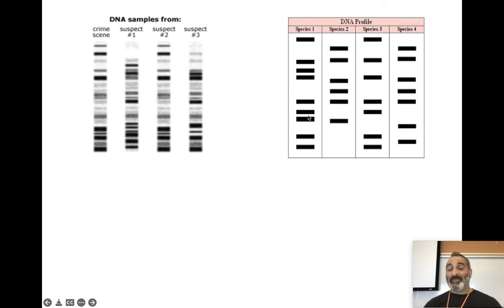This is species 1. Now, you can use DNA profiles to see species relationships or see which species of organism you might be the most closely related to. So if you look at this, species 1's profile, species 2's profile, species 3's profile, species 4's profile. If you notice, species 4 and 2 have some similar DNA. Species 3 and species 1 have a lot of similarities. So you can use our genetic profile to look at similarities in species.